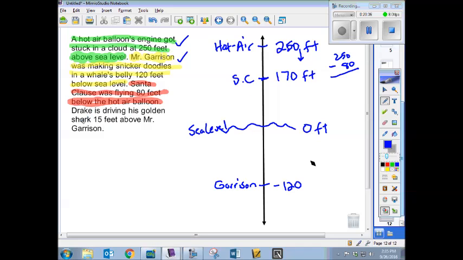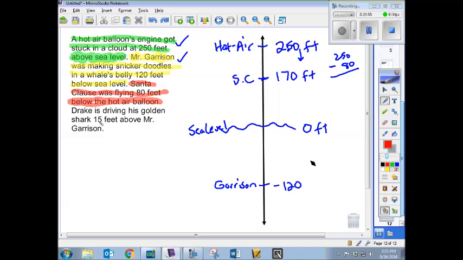Okay, now let's go to the last one. Drake is driving his Golden Shark 15 feet above Mr. Garrison. Again, I'm seeing people put 15 on here. It doesn't say 15 feet above sea level. Do you see how this is more of a reading thing than anything else? Yeah. Okay, all right, so let's go down here.